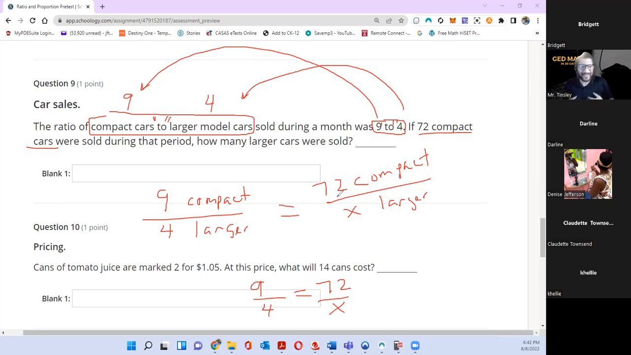So Mr. Tinsley, because I heard this question, I heard somebody thinking about it. Well, what if I set mine up differently? What if I said 4 large cars for every 9 compact?